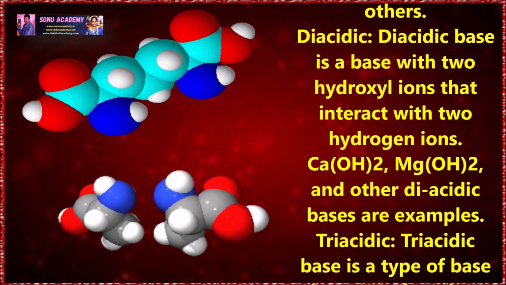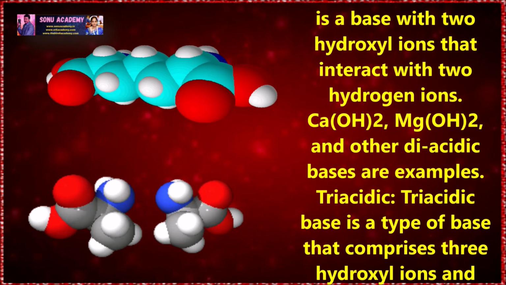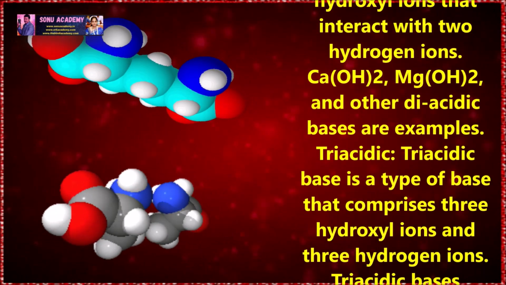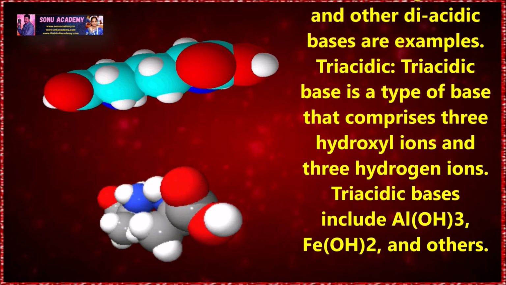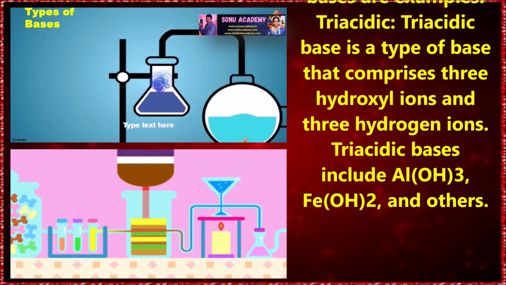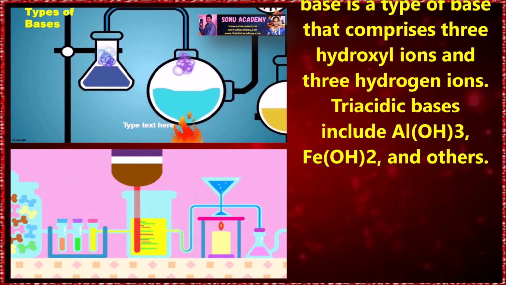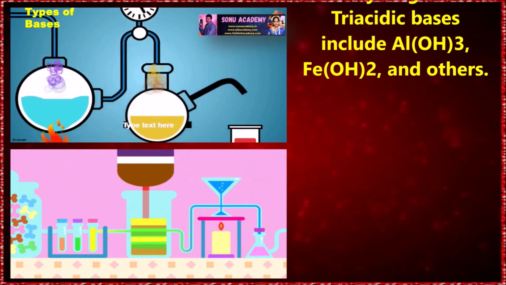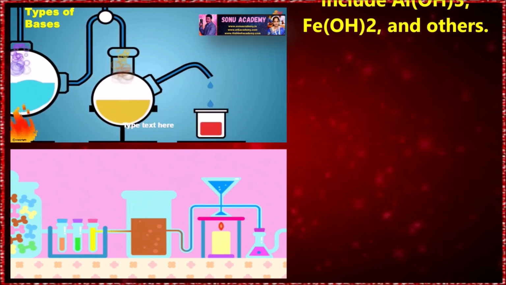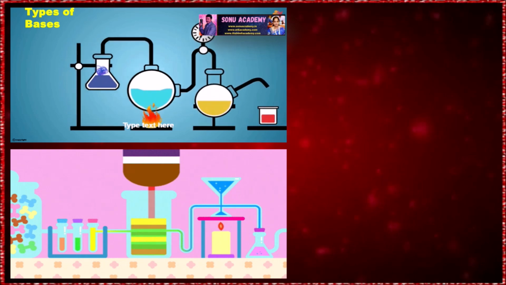Diacidic. A diacidic base is a base with two hydroxyl ions that reacts with two hydrogen ions, and Ca(OH)2 and Mg(OH)2 and other diacidic bases are examples. Triacidic. A triacidic base is a type of base that comprises three hydroxyl ions and reacts with three hydrogen ions.